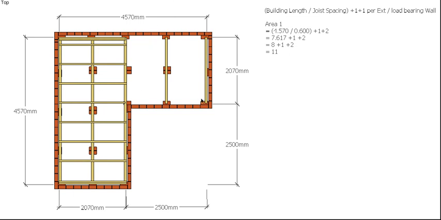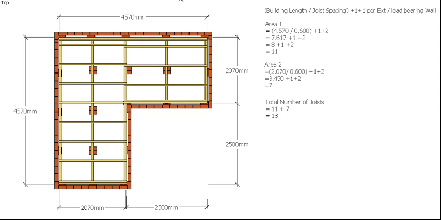For our second area over here, again, we're going to take the length dimension, the length of the bearer, basically, if you like. So area 2, meters 70 divided by 600, and this time we have to add the one because we don't have any extra joists over here, unlike what we had with the bearers. So we have to add the 1, and we have to add 2, because again, external wall here, and no load-bearing walls in the middle. So that comes out to 3.45 plus 1 plus 2. So that gets rounded up to 4, 5, 6, 7. So there's 7 joists for area 2. And total 11 and 7 obviously gives us 18 joists. So there's our 18 joists positioned on the actual frame.